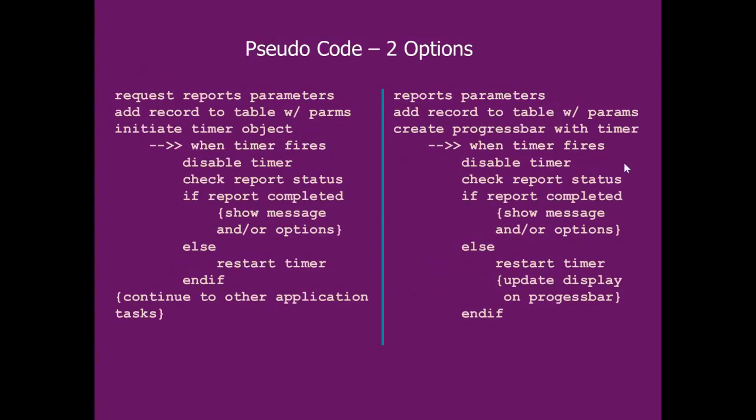So the pseudocode for what we have to do is as follows. We have to initiate, add a record to the table, and create a progress bar. And this is what our rep status form does. Request the report parameters. It initiates the timer object to check, and it puts everything into the service table VFP reports.